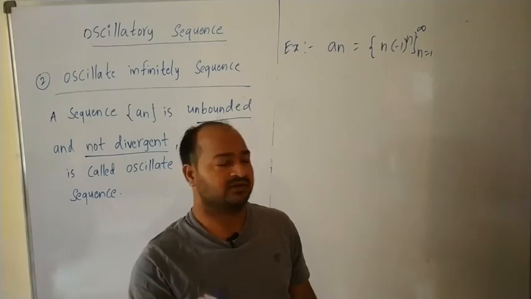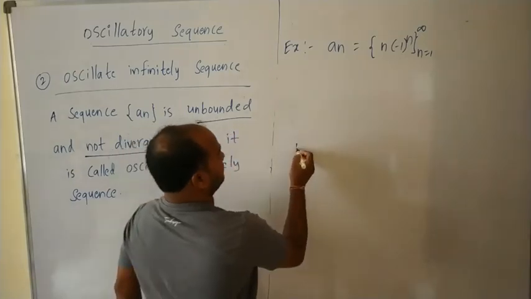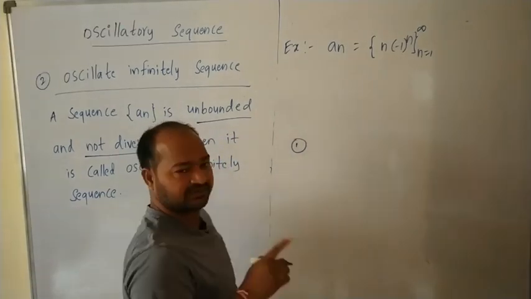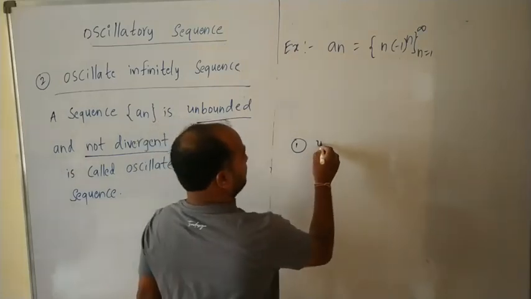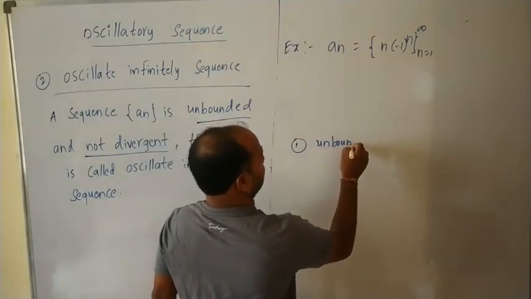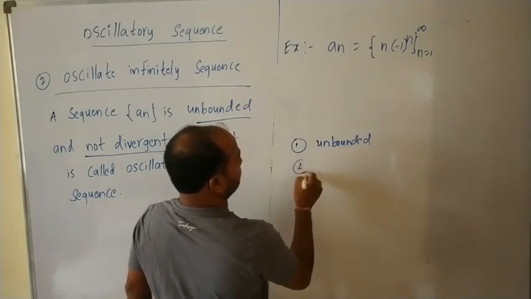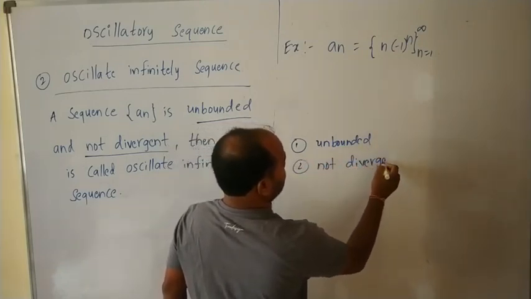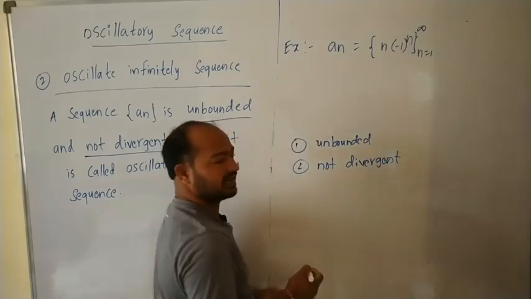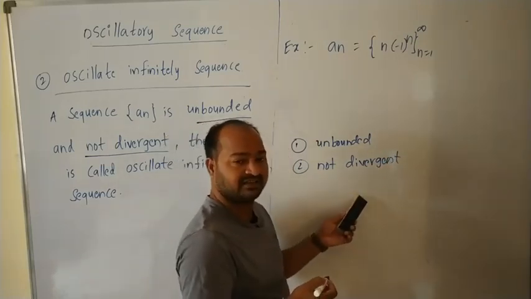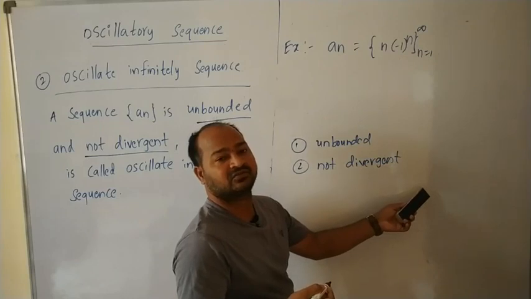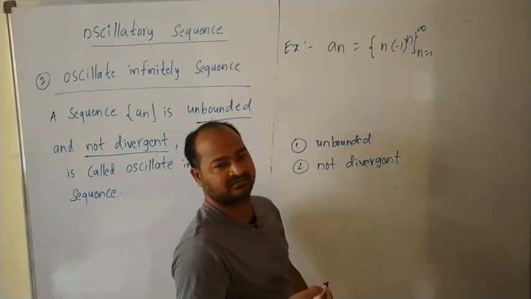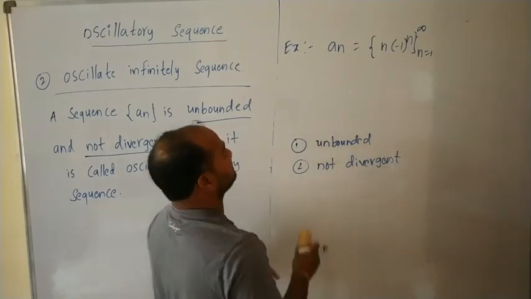Oscillating infinitely sequence means the first condition is unbounded, the second is not divergent. Not divergent means it is neither divergent to plus infinity nor divergent to minus infinity. Clear?